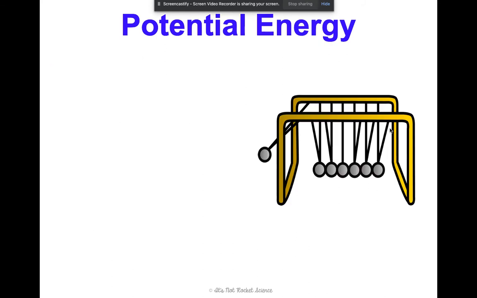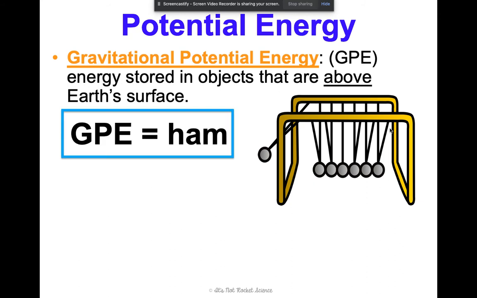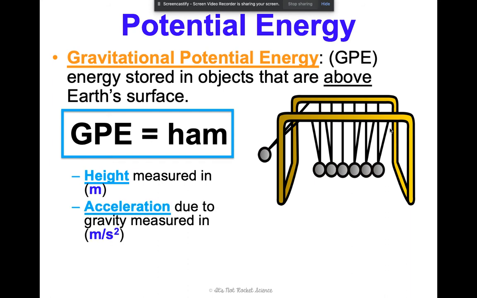Let's talk about potential energy of the gravitational type. Gravitational potential energy is GPE. It's energy stored in objects that are above Earth's surface, so this is for anything that has to do with gravity. Gravitational potential energy is HAM: GPE equals ham. H is height, measured in meters. A is acceleration due to gravity, measured in meters per second squared, and M is your mass, measured in kilograms.